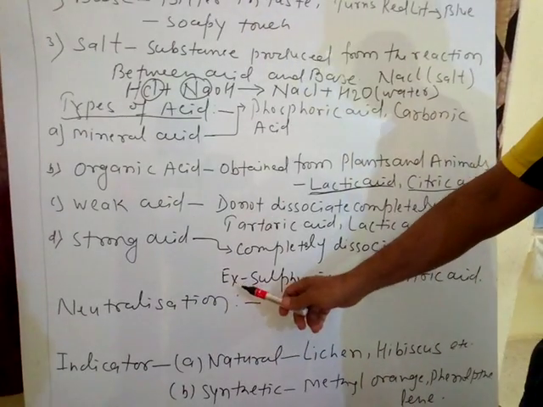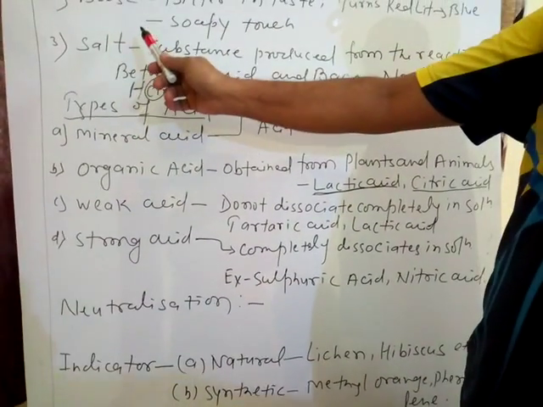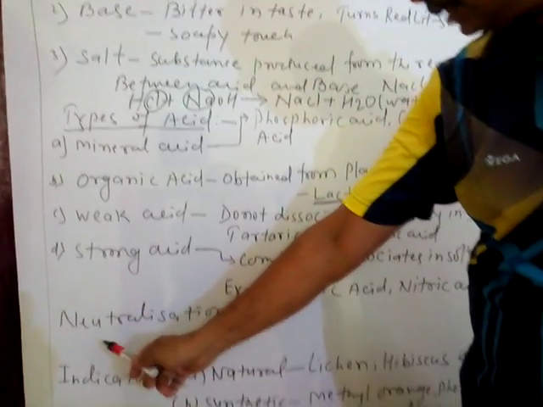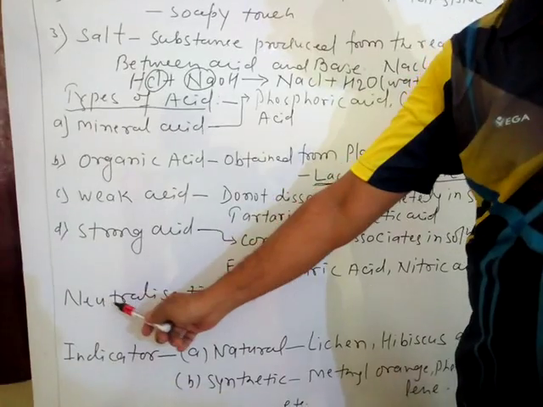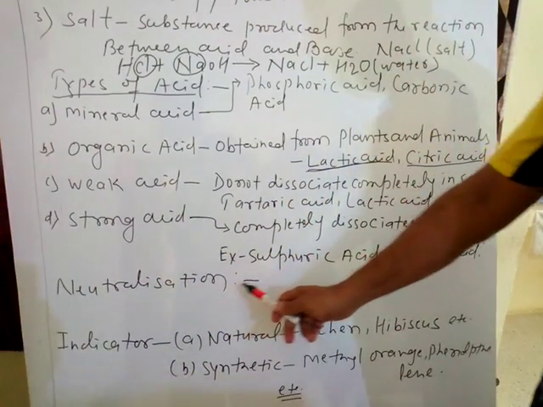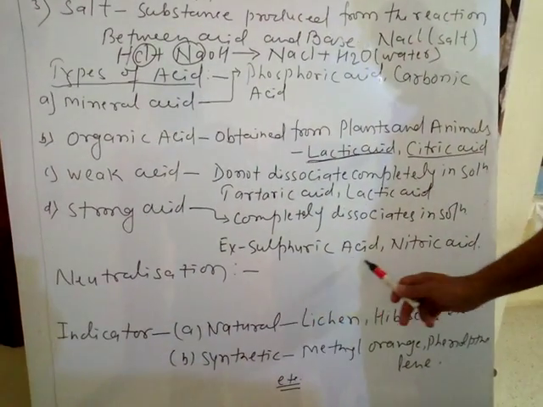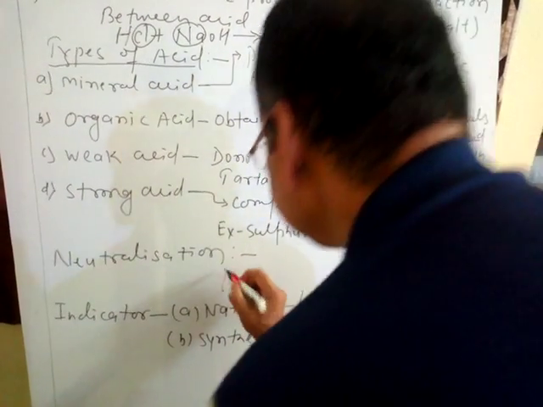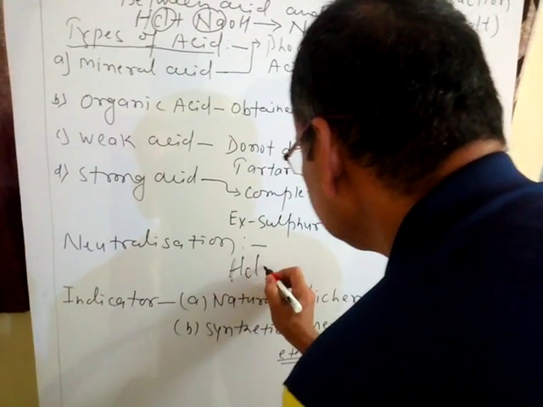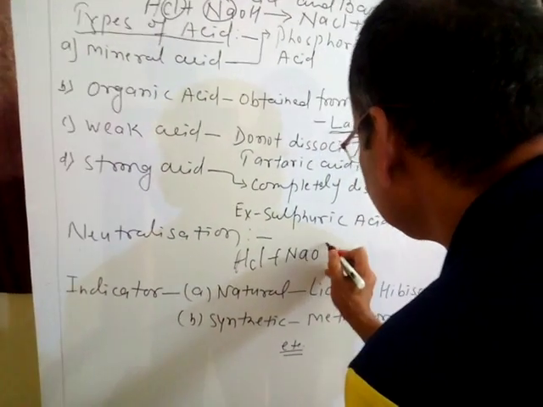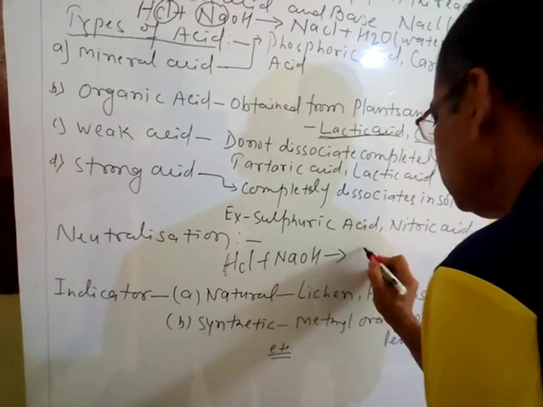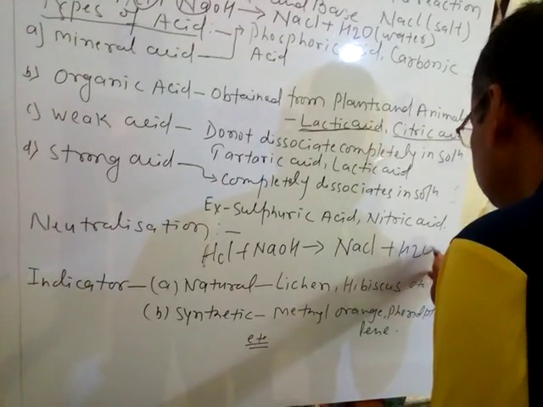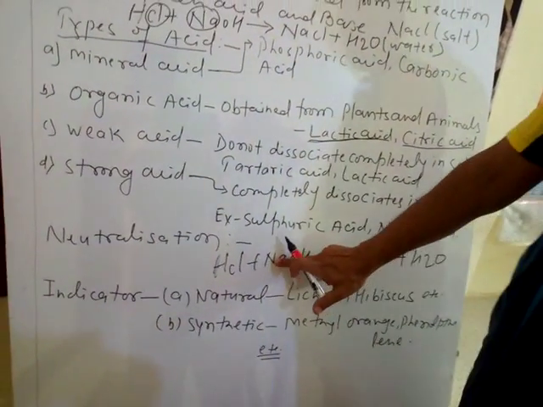Now, as I have told you earlier, the salt is produced when the acid reacts with the base. So that process is the neutralization. Here I have just written neutralization. Neutralization is a process in which acid reacts with base to produce salt and water. So any acid you can write, like hydrochloric acid, HCl plus NaOH, sodium hydroxide, it produces NaCl, salt, that is sodium chloride, and water, H2O. So this process is known as neutralization.